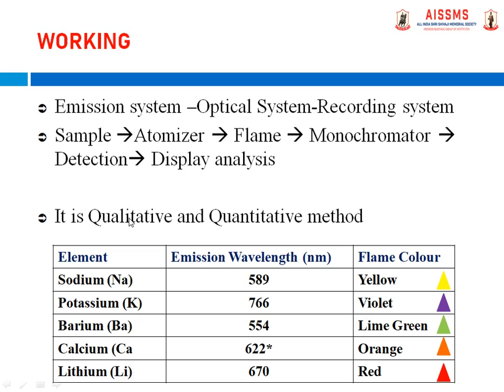Flame photometer is a qualitative and quantitative type of method. The wavelength of color of unknown sample indicates the qualitative analysis, and the color intensity, which indicates how much of the element is present in the unknown sample, is the quantitative analysis.